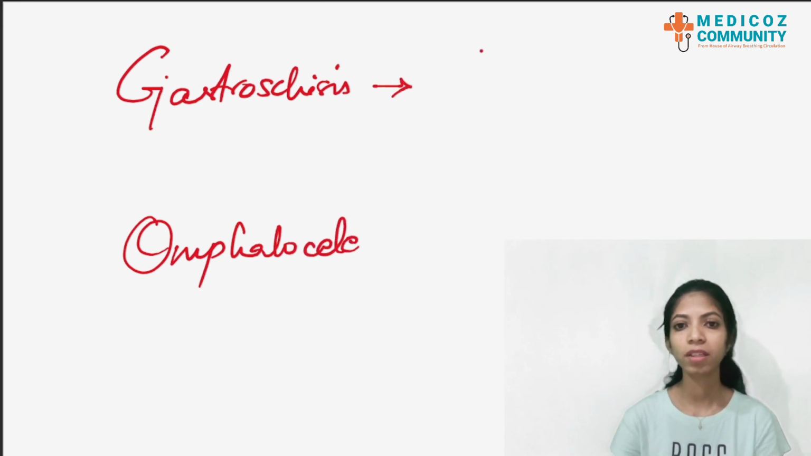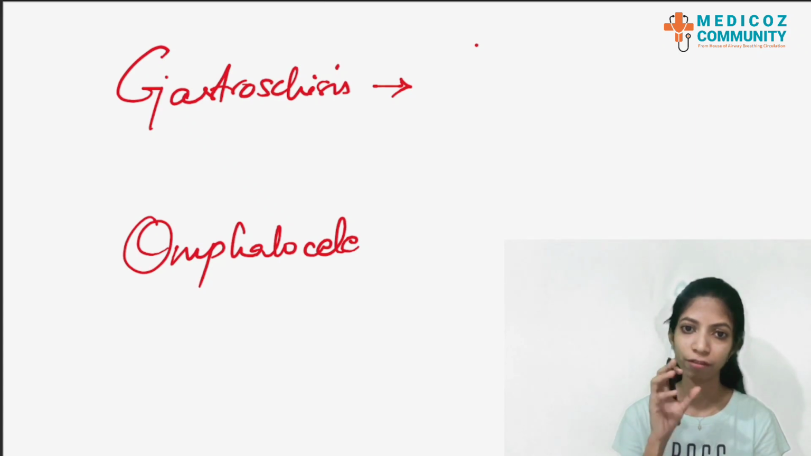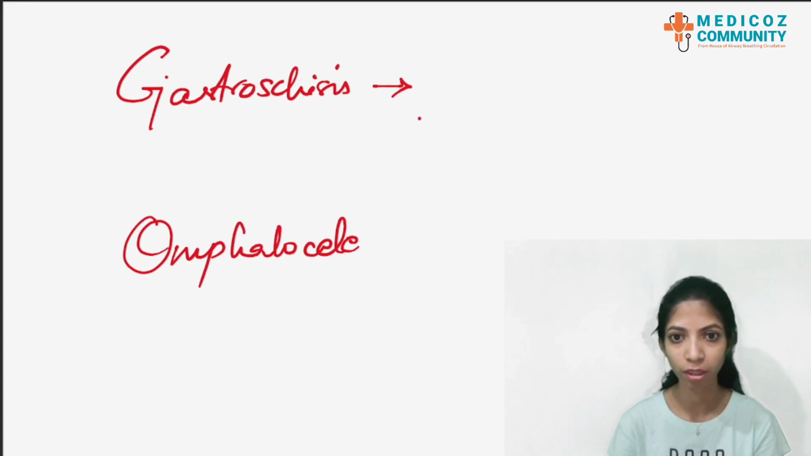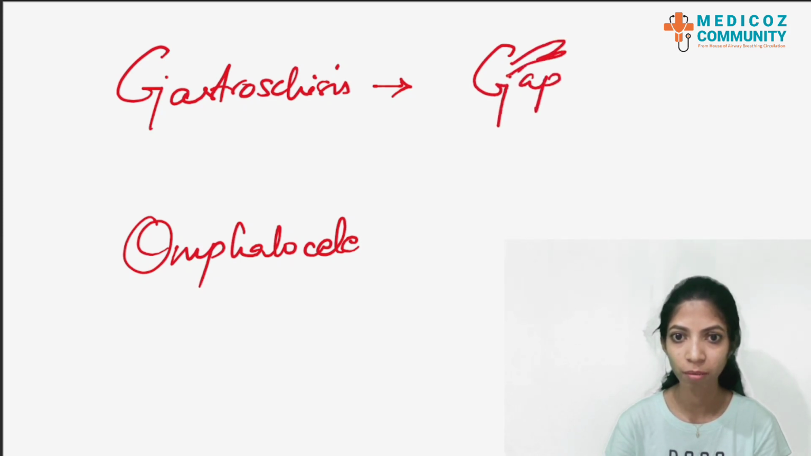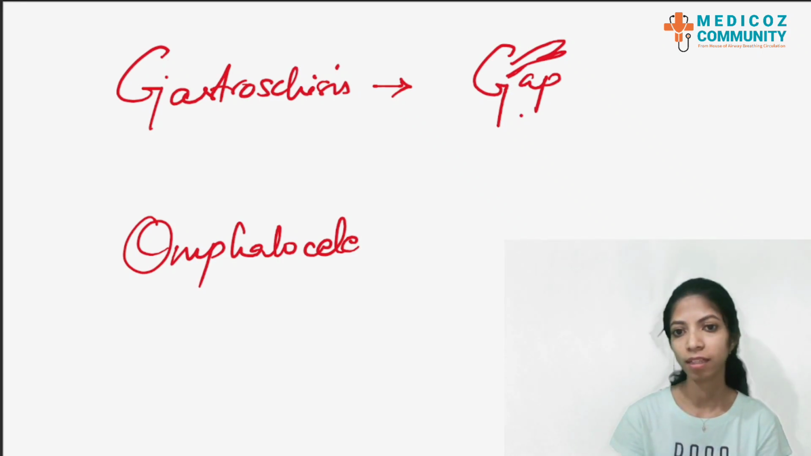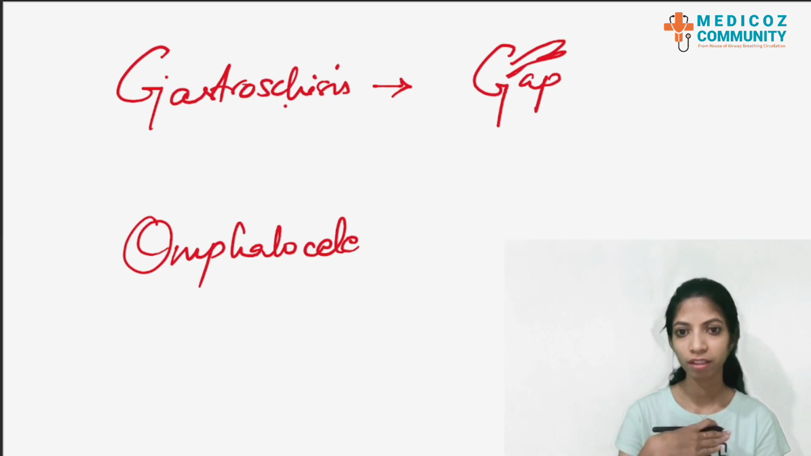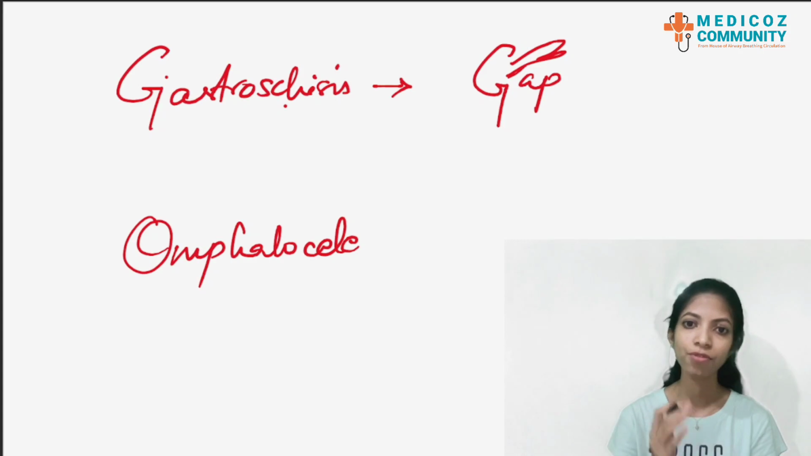Gastroschisis is nothing but, during the embryonic stage, the baby has an abdominal wall defect, an anterior abdominal wall defect, and from that defect the intestines are coming out. So how will you remember? You remember this: G for gap. From this gap, the intestines are coming out. Not only intestines, it might contain colon, bladder, etc., but intestines are the most common one.